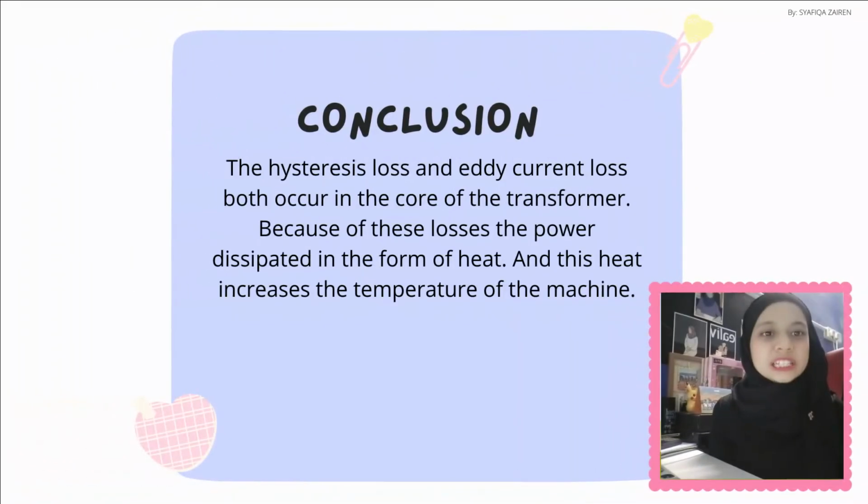As a conclusion, the hysteresis loss and eddy current loss both occur in the core of the transformer. Because of these losses, the power is dissipated in the form of heat, and this heat increases the temperature of the machine.